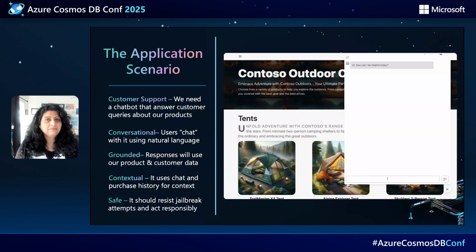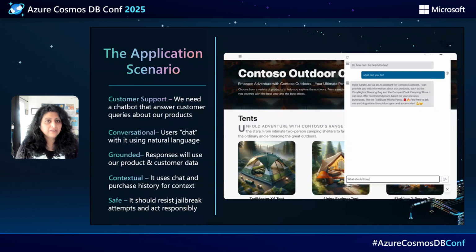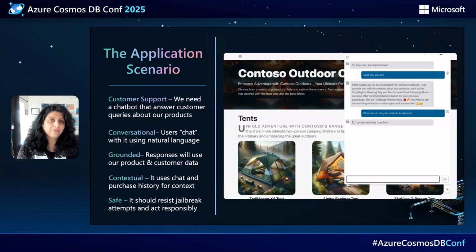And when they built it, they had 4 requirements in mind. First, they wanted to make sure that it was conversational. Their customers should be able to come to this chat site, to the website, and chat with the website about what products are available in natural language. Second, the responses need to be grounded. So if a user asks, what should I buy for a trip to Andalusia? They should get back responses featuring products that are in that catalog.